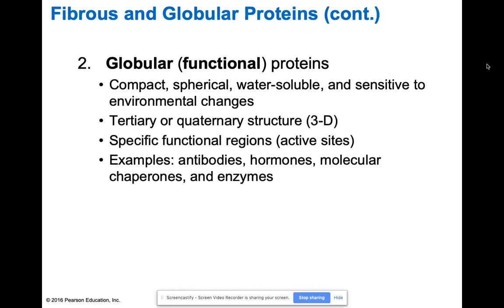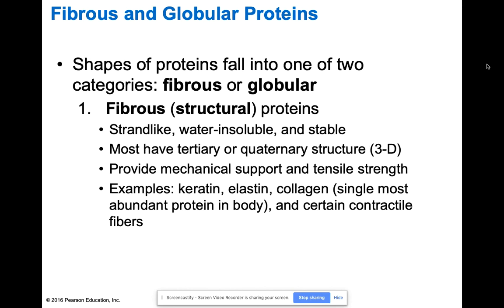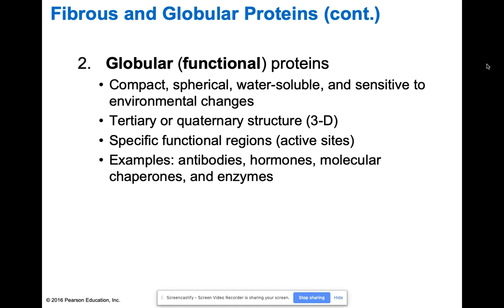Okay, the second type of protein, it says that there's 2 here. Globular, which are functional proteins. These are more things like your enzymes, which are very important, right? So these are more spherical, water soluble, sensitive to environmental changes, which is largely important. Okay, like I talked about, the pH has to be exactly the correct pH for an enzyme to function in. So they're very sensitive to environmental changes like temperature and pH changes. These are typically tertiary and quaternary structures again.